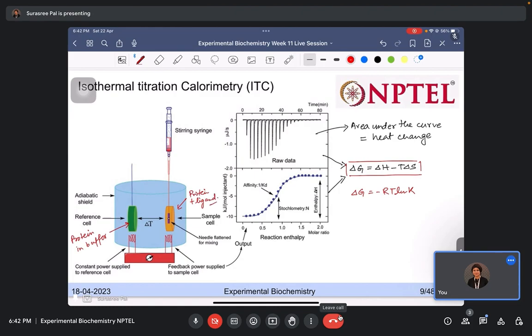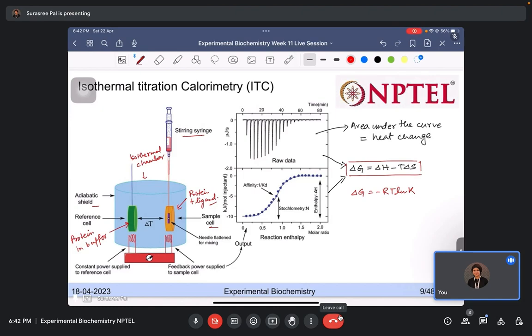On top of this, you can see a syringe. In this syringe, we take our ligand, and this syringe is adding the ligand slowly into this sample cell, right? And there is a needle present here to mix the ligand with the protein. And this is the isothermal chamber, which means the temperature of the chamber is kept constant by the help of this adiabatic shield.